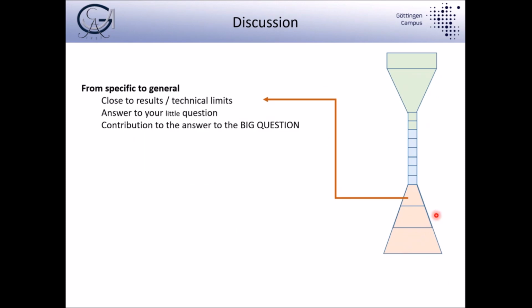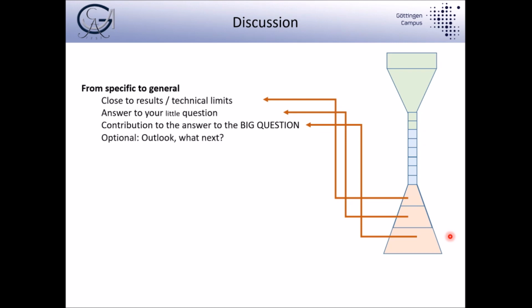How to structure the discussion? In general, you would come from specific to general, like something which is still close to the results, something which answers your little question, and then towards the end something which answers the big question or contributes to that answer. Sometimes at the end you still have an outlook which kind of provides an idea of what you want to do next.